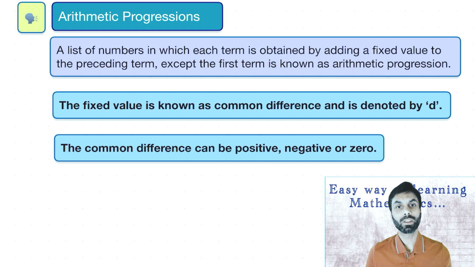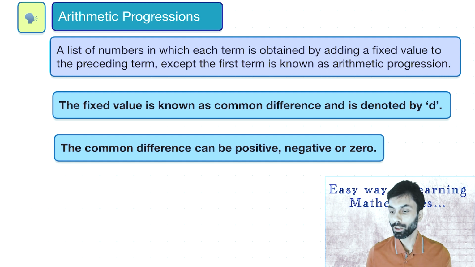So let's talk about the arithmetic progression now, as we have seen the basic terms which we'll be using in this chapter, that is sequence, progression and series. So what is an arithmetic progression? An arithmetic progression is a sequence of numbers where each term is obtained by adding a fixed value to the preceding term except the first term. Now here the fixed value is called the common difference, which is denoted by D, which can be positive, negative or 0.